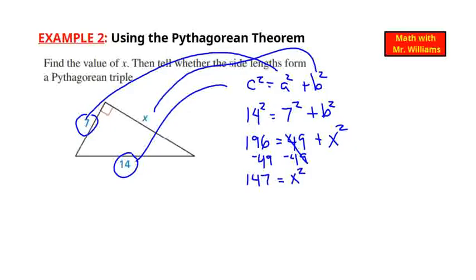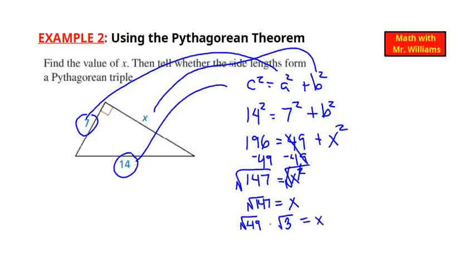So let's go ahead and take the square root of both sides, focusing only on the positive root because it doesn't make any sense to have a negative number there. On the left, we'll have the square root of 147, which equals just x because the square and the square root cancel each other out. Now we're going to use the product property and break up 147 here, and that will be the square root of 49 times the square root of 3, because 3 times 49 will be 147, equals x.